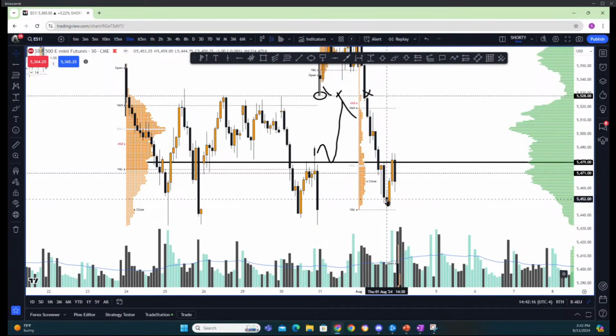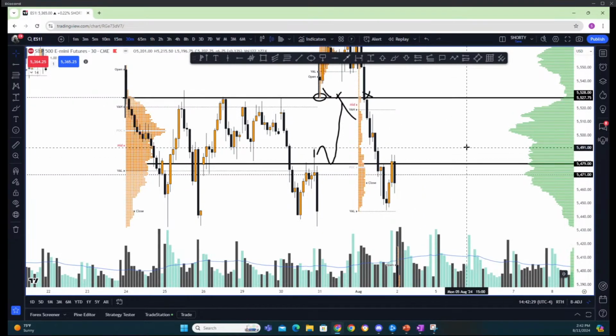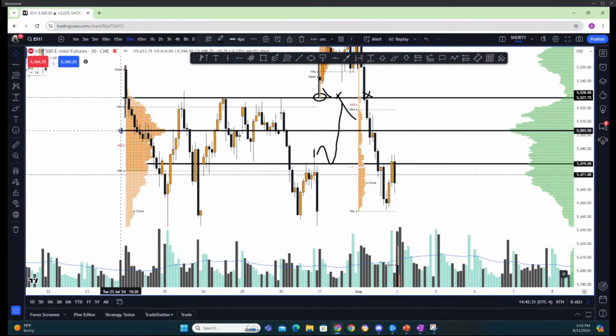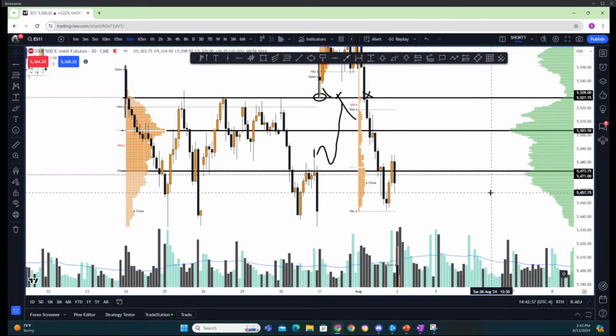Anything else you guys could have targeted? Let's go through all your targets. You crack this level. What's the first level that you're watching here now? POC, okay, POC, boom, 1. What's then next? Value area low, boom, okay. And then what's the final one?